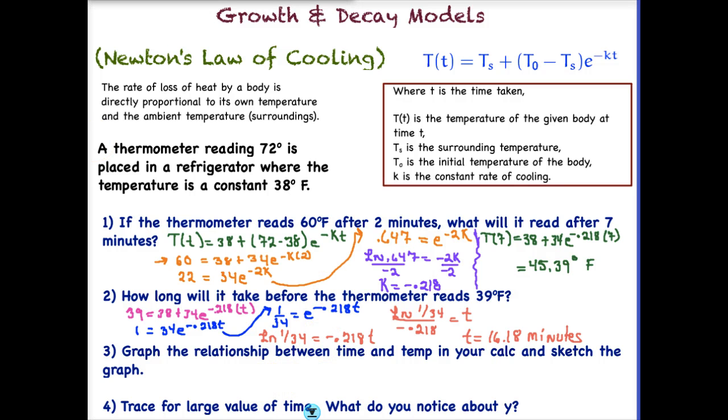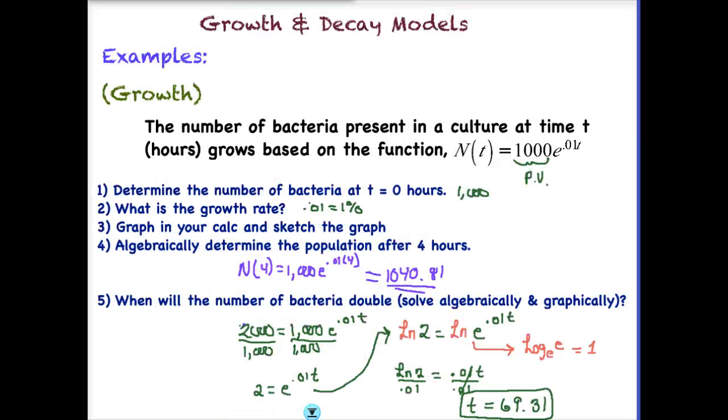And that concludes our models for today on growth and decay, as well as on Newton's law of cooling. So hopefully you're able to build the models and solve for whichever variables you need to in order to complete the problem.